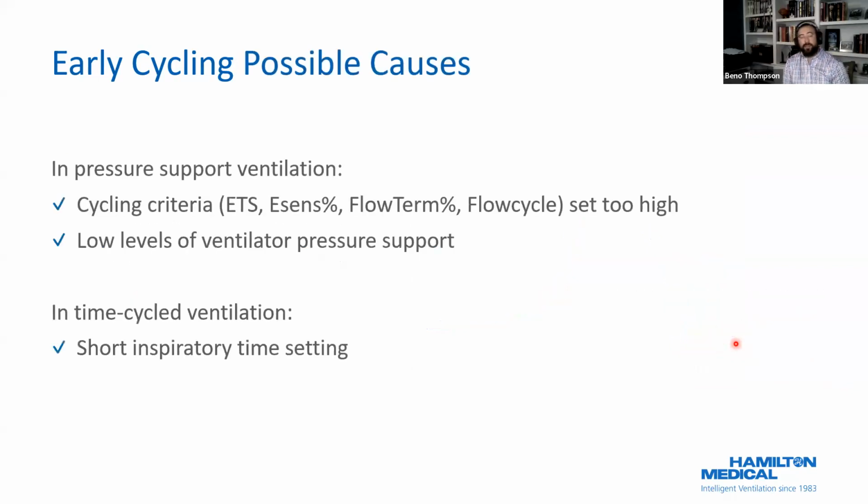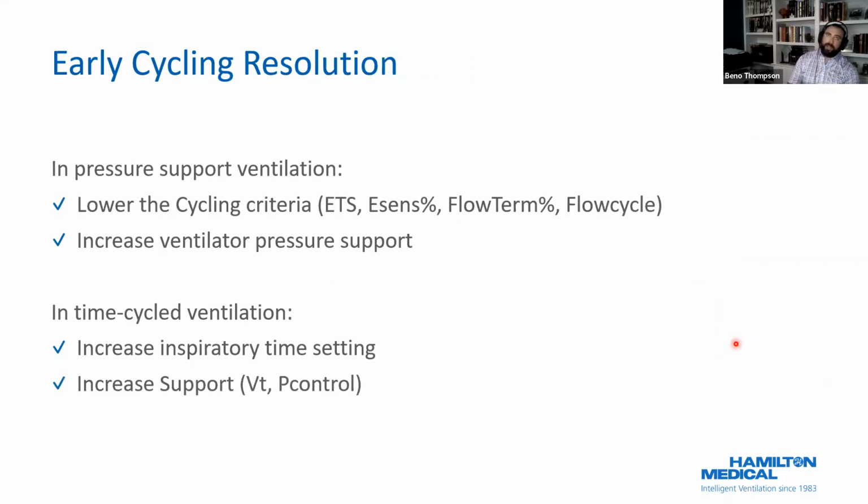So what causes this? It's going to look just like double trigger, right? It could be not enough support, or your cycling criteria is too high, so you turn it down. In time-cycled ventilation, it's either not enough support or your I time is too short, and you need to lengthen it out. And that's exactly what the resolution slide is going to show you, right? You're going to turn down your cycling criteria, increase ventilator support, and then in control modes, you're going to increase your I time and maybe increase your inspiratory support.